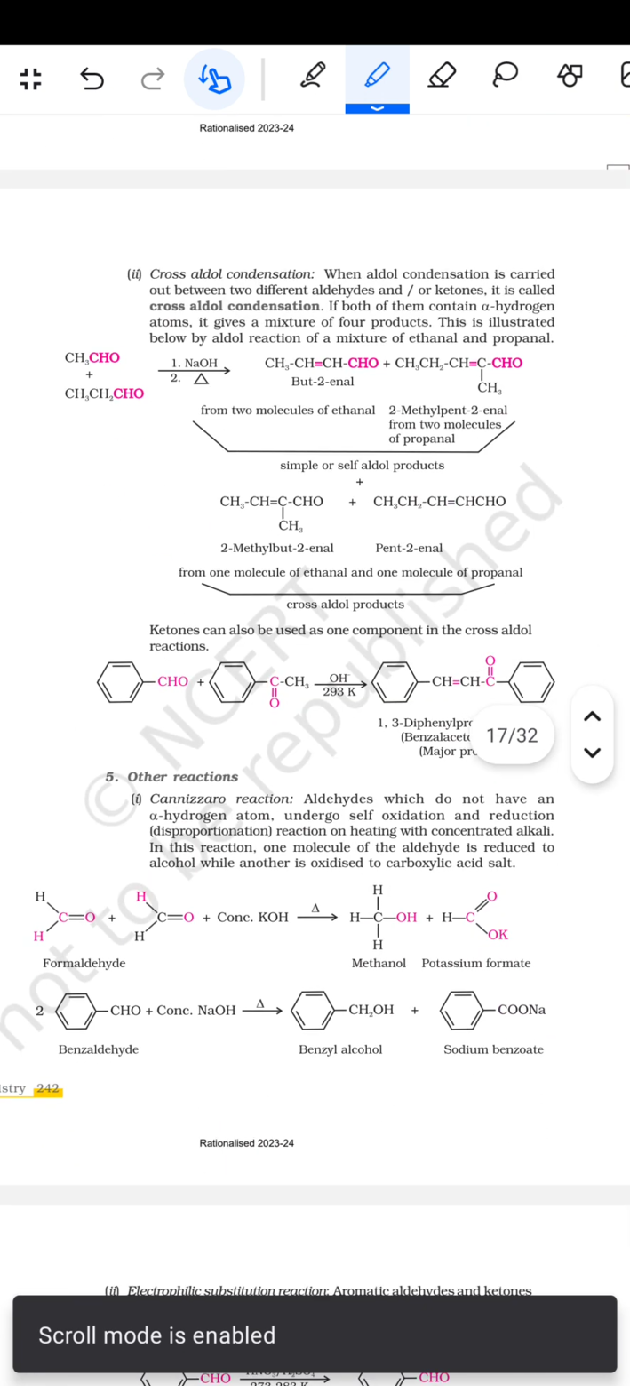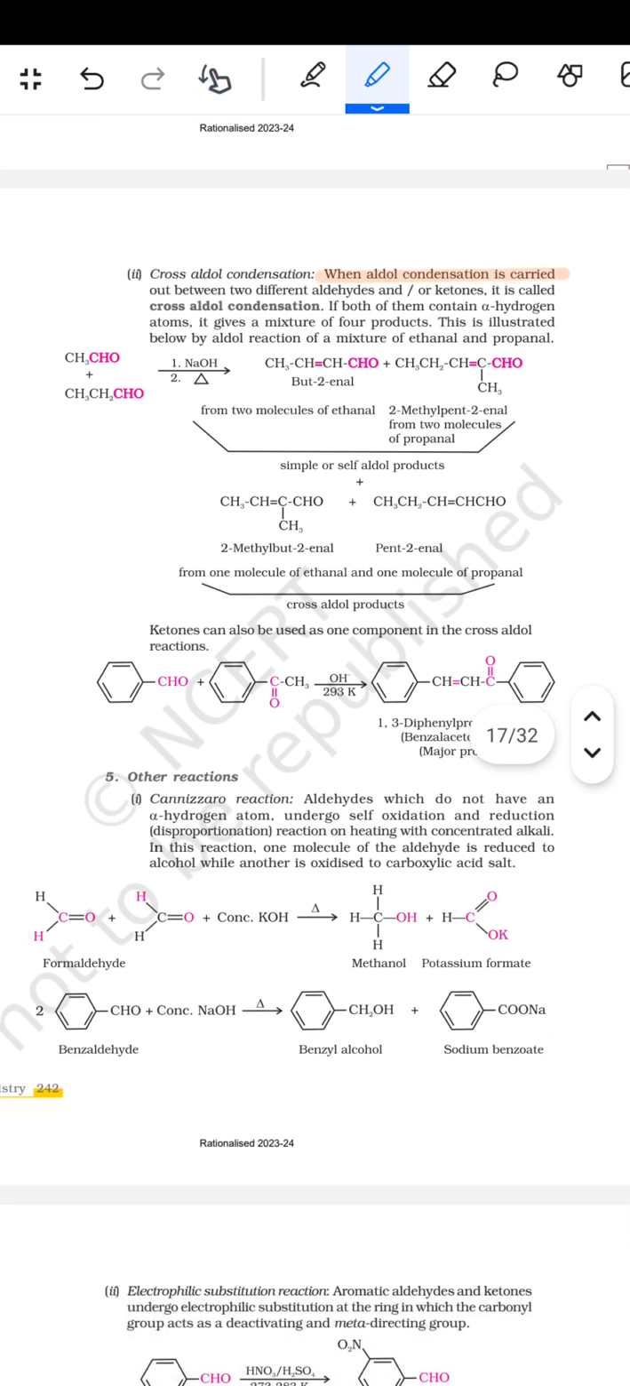After that comes the cross aldol condensation. When the aldol condensation is carried out between two different aldehydes or ketones, it is called the cross aldol condensation. If both of them contain alpha hydrogen atoms, it gives a mixture of the four products. This is illustrated below by the aldol reaction of a mixture of ethanal and propanal.